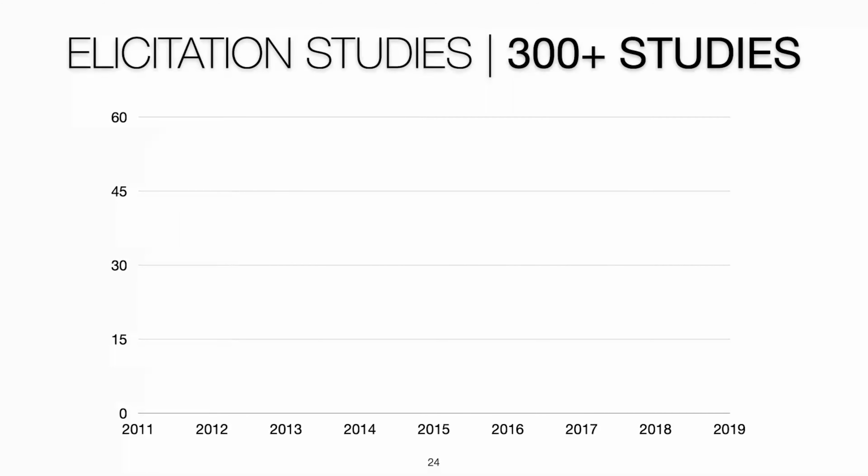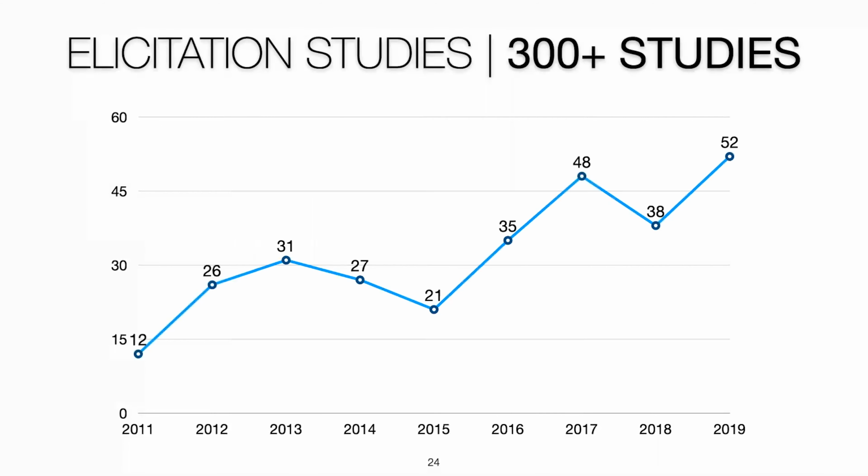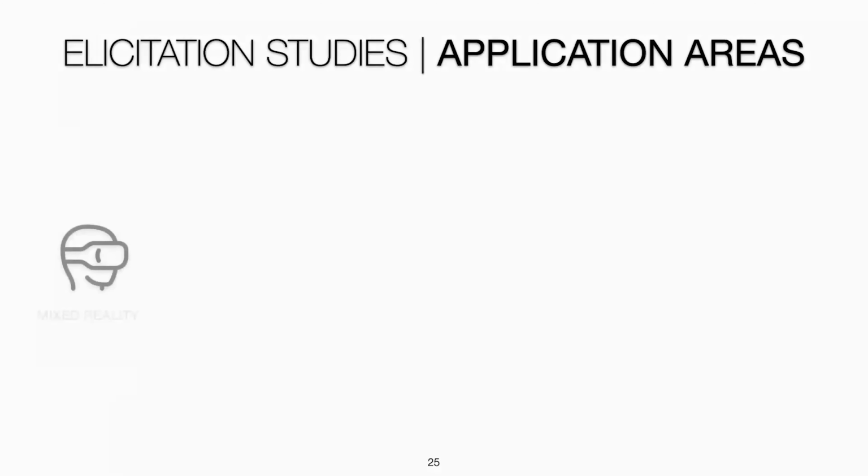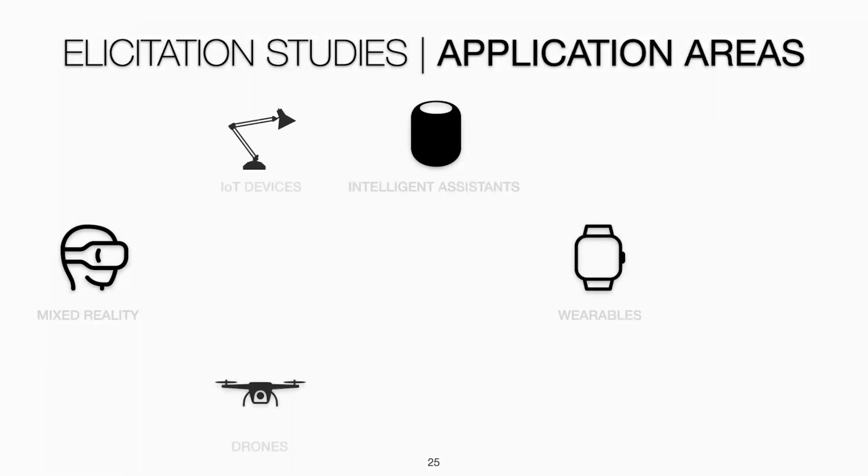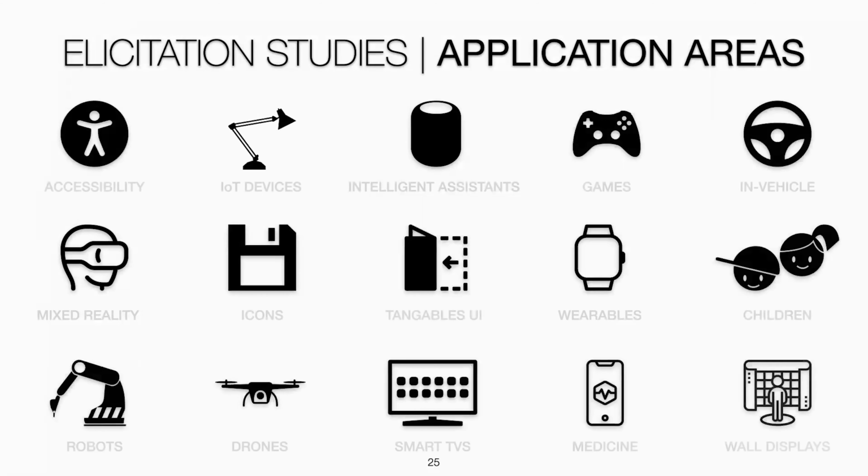And since 2009, as we see from this graph, the trend is going up in the number of published studies using this method, which keeps on increasing. And researchers have used it to design interactions for all kinds of applications like mixed reality, drones, and robots, and also used it to get insights into how special populations would interact with certain technologies, like individuals with disabilities and kids.